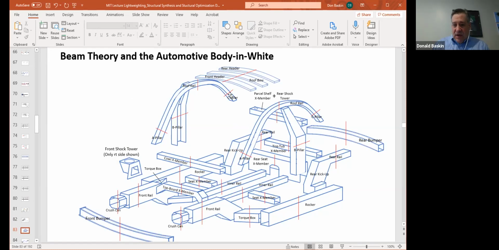Okay, so I think that covers every structural member in the body structure. Any questions here on this? That makes sense, all these different little members?